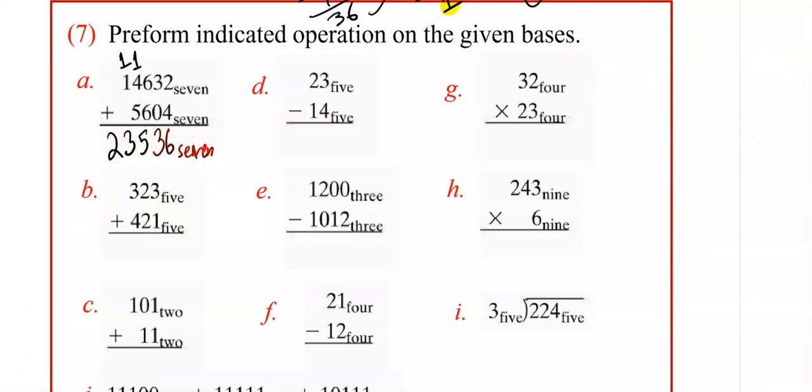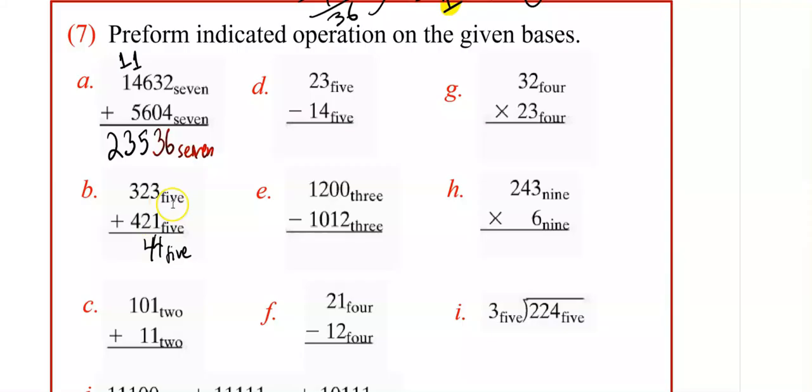Now let's do the next one, in base 5. Now 3 plus 1 is 4. 4 is fine. Now 2 plus 2 is 4. That is fine. Now 3 plus 4 is 7. 7 is not okay here. You cannot write 7 because 7 is bigger than the base.